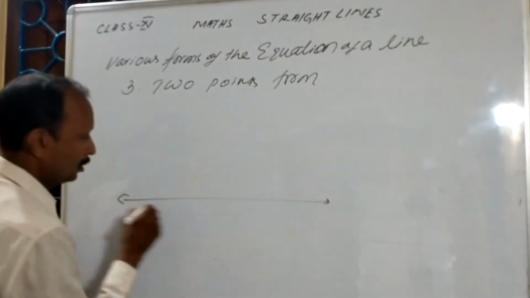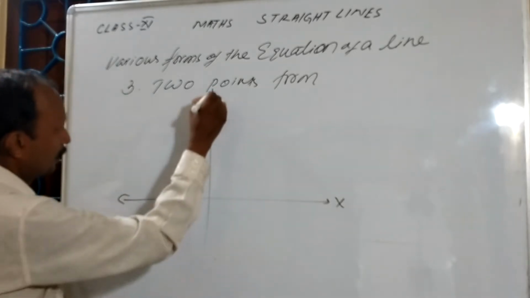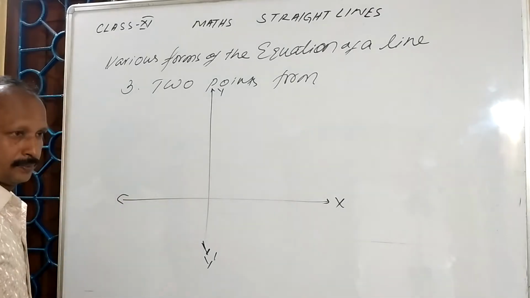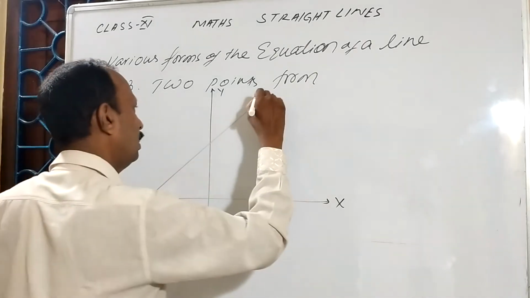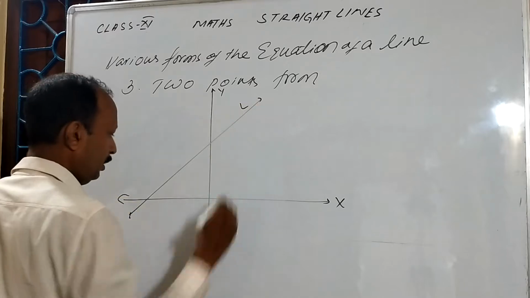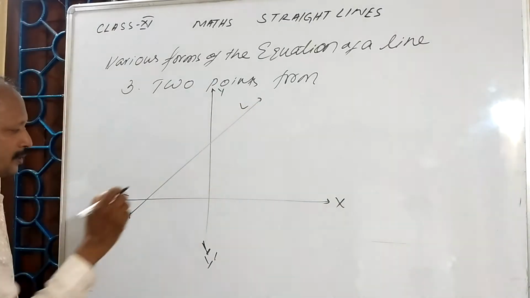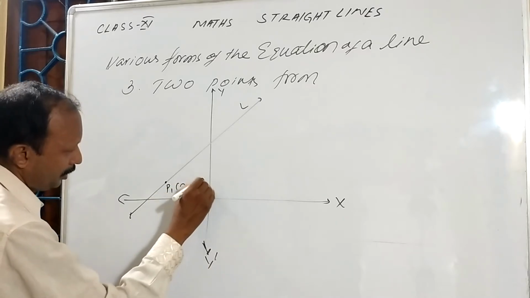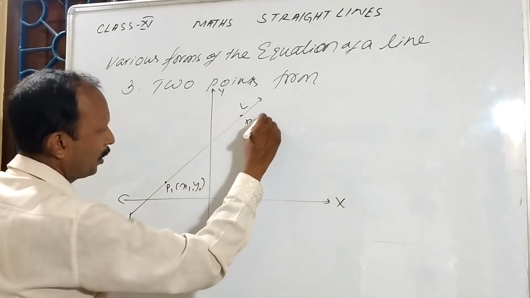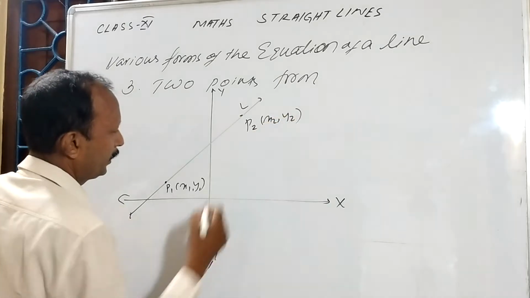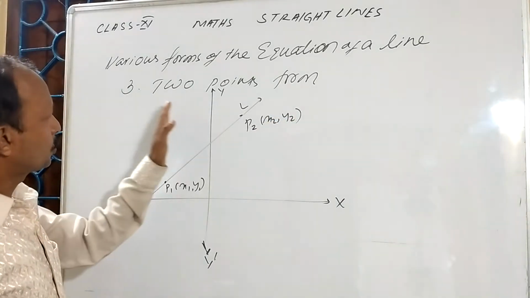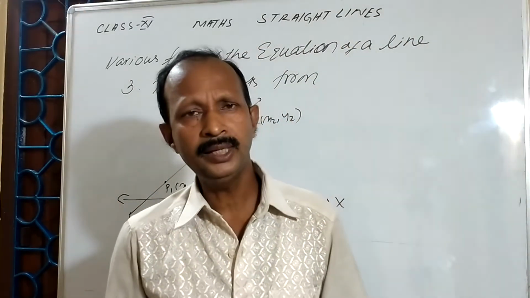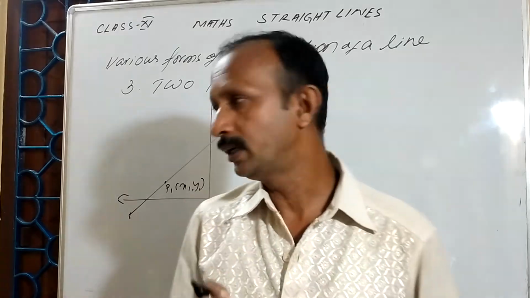So this is the x-axis, this is the y-axis. Suppose this line L is given and here 2 points are given. Suppose P1 is a point (x1, y1), P2 is a point (x2, y2). This is the 2 points form. 2 points are given. How to determine the equation of that line?